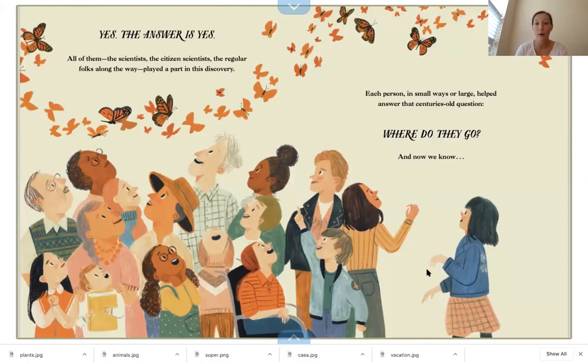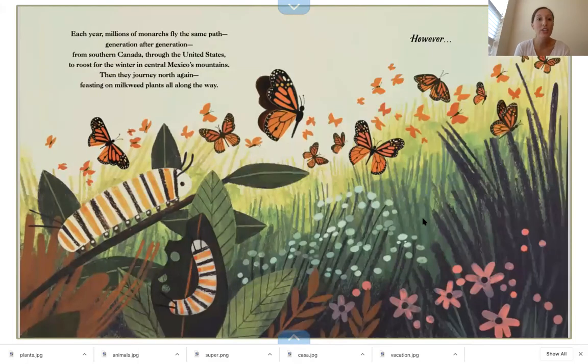And now we know. Each year, millions of monarchs fly the same path generation after generation, from southern Canada through the United States to roost for their winter in central Mexico's mountains. So now we know that in the winter, the butterflies start in Canada, and then by the time winter comes, they're all the way in the mountains in Mexico. Then they journey north again, feasting on milkweed plants along the way.